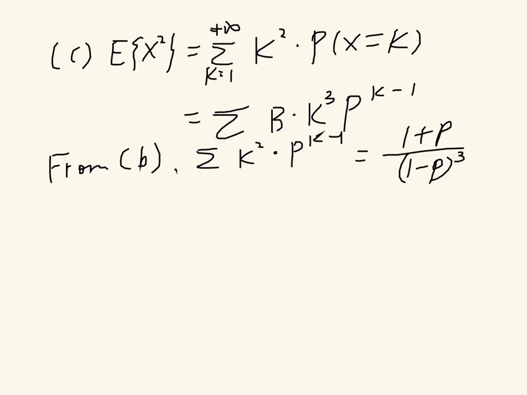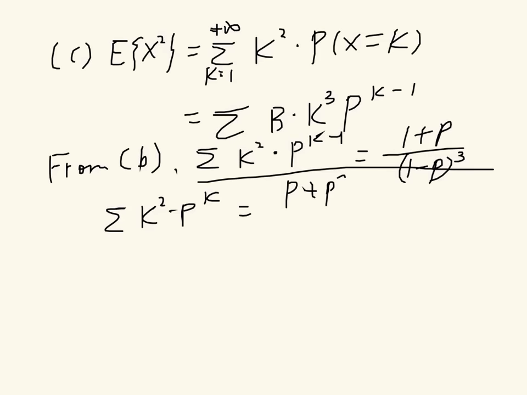So now we need to multiply both sides by p one more time, and then take the derivative of both sides again. When we multiply by p, the left hand side is equal to the sum of k squared times p to the power k. The right hand side is equal to (p plus p squared) over (1 minus p) cubed. And we take the derivative of both sides.